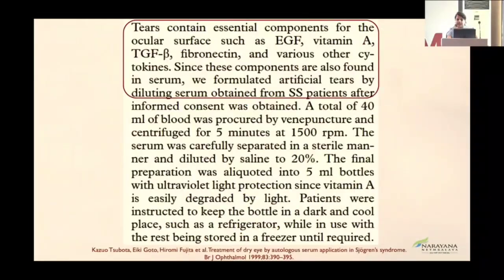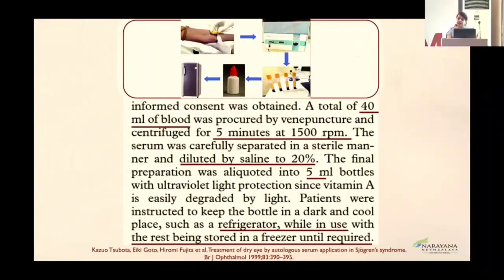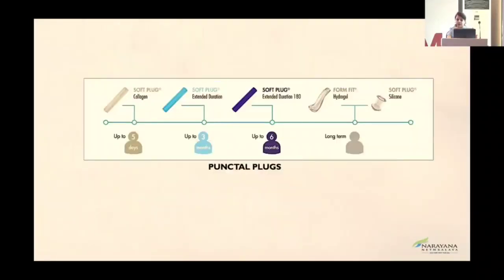We can use autologous serum because tears contain essential components for ocular surface, which is also present in blood. So around 40 ml of blood can be taken and centrifuged and diluted to 20% with saline, and then it can be aliquoted in 5 ml bottles, refrigerated, and used.